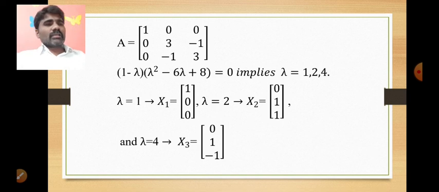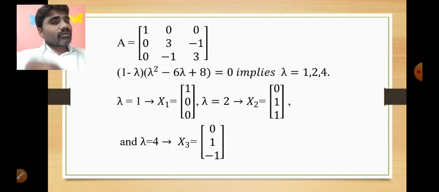The only problem is if the roots are repeated, then we have to look for three independent eigenvectors. This time the three are distinct, that's why automatically we will get the three independent eigenvectors. That is no problem. For λ = 1, x1 is the eigenvector, that is (1, 0, 0). For λ = 2, x2 is the eigenvector (0, 1, 1), and for λ = 4, x3 is the eigenvector (0, 1, -1).